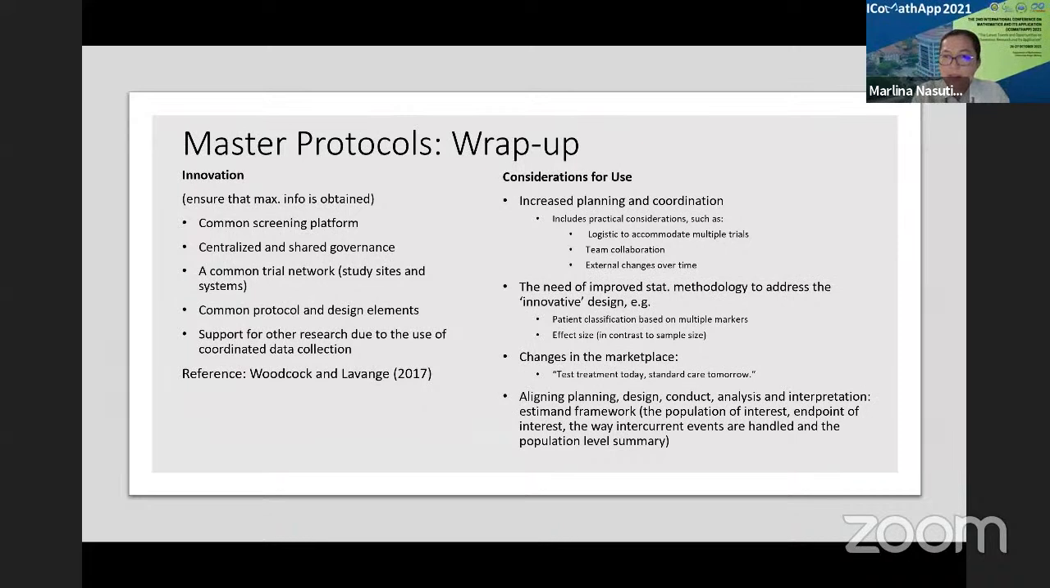Aligning planning, design, conduct, and analysis. There is a framework called Estimands. Estimands is a framework that FDA has recently promoted, just to ensure that we measure the treatment effect precisely. So there have to be considerations on how we deal with intercurrent events, the events that are basically not related to the treatment effects but impact the treatment effects in any way. So that's among the considerations for the use of these master protocols.